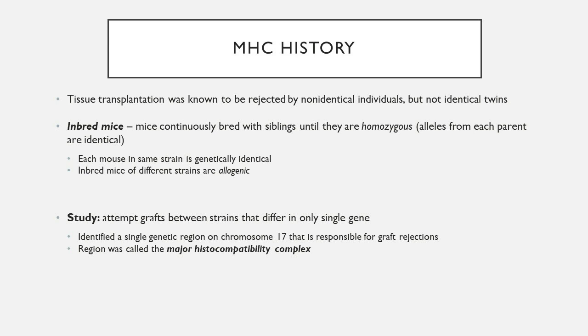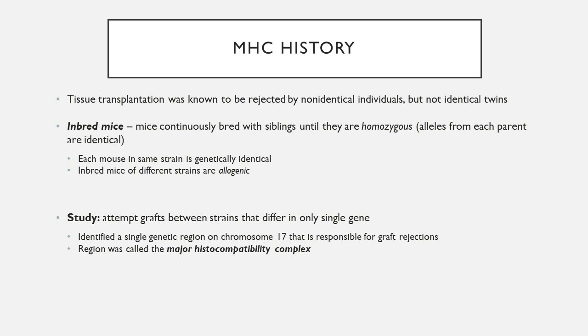Therefore, a group of scientists started inbreeding mice. Now, inbreeding involves the continuous breeding of siblings through many generations until they are homozygous, which means that the alleles from each parent are identical, so each inbred mouse has 2 copies of the same alleles. What this guarantees is that each mouse within the same inbred strain is genetically identical.